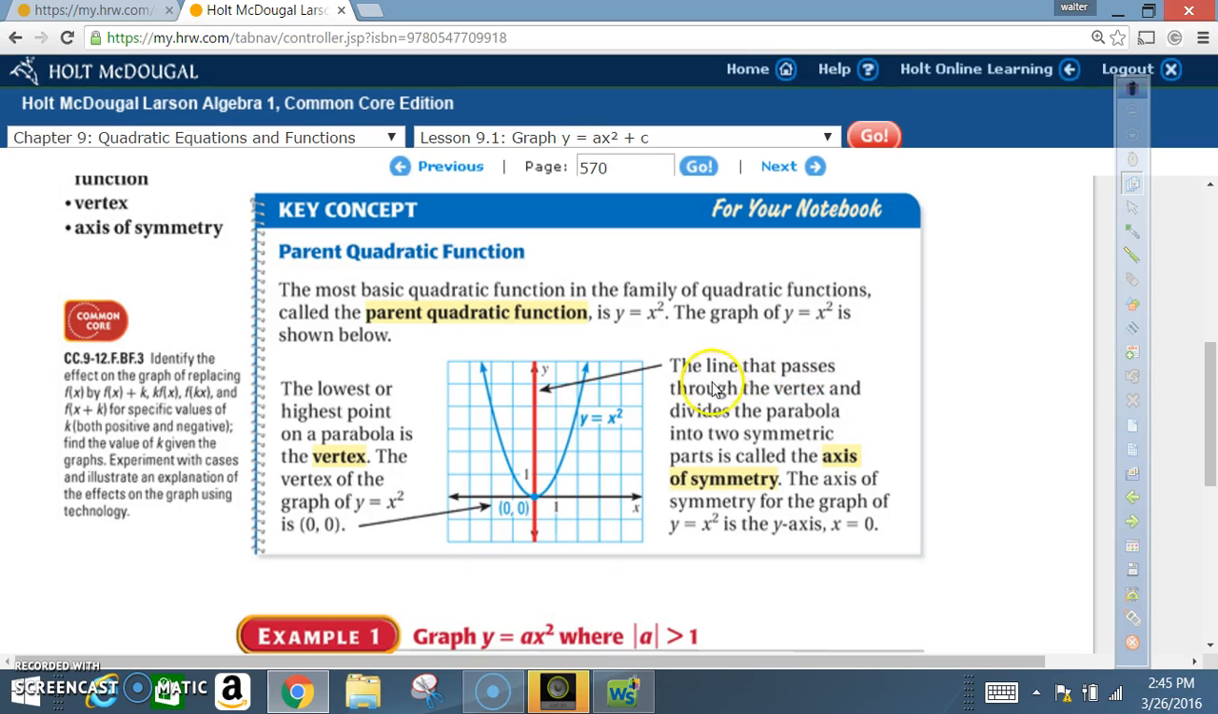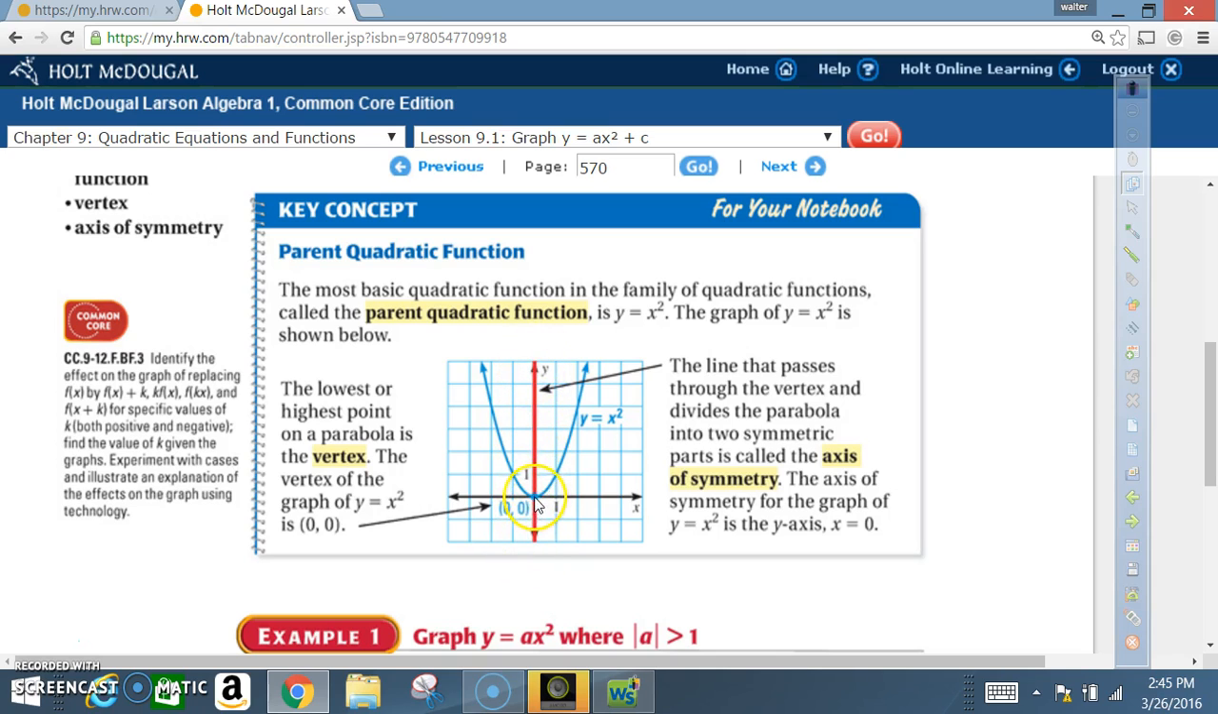The line that passes through the vertex and divides the parabola into two symmetric parts is called the axis of symmetry. The axis of symmetry for the graph of y equals x squared is the y-axis, and x is equal to zero. So what they're saying here is, here's our parabola, and the y-axis serves as the axis of symmetry because it splits the parabola into two equal parts.